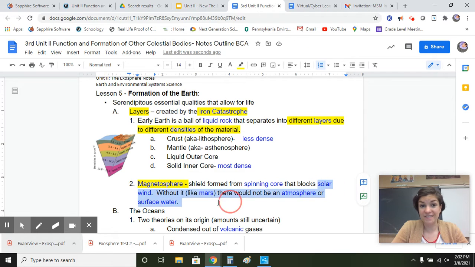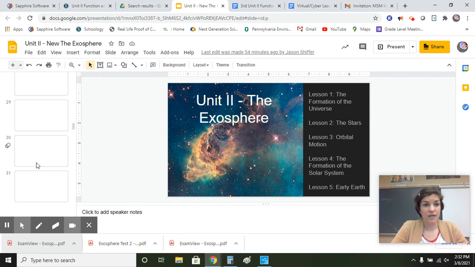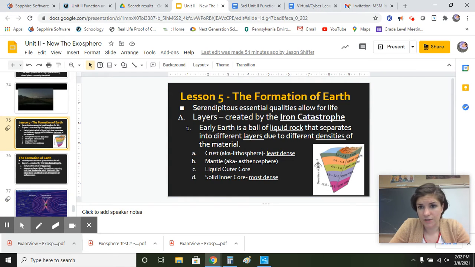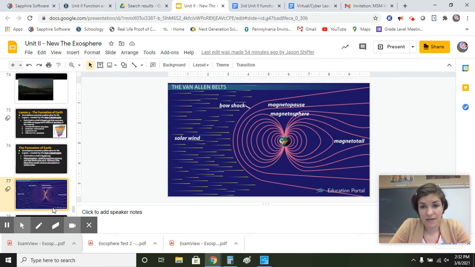Now, I want to remind you, if we didn't have our magnetosphere, we would look a lot like Mercury, which doesn't have an atmosphere, or like Mars, where there's not a lot of atmosphere or surface water. So kind of a big deal. I want to show you in the actual PowerPoint what our magnetosphere looks like, because it's kind of crazy looking. Because our Earth broke into these layers, which this picture is on your notes, you have the magnetosphere forming.